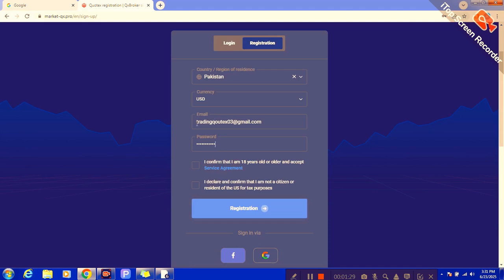When you put the email or Gmail, you have to make a new Gmail for your account. In one Gmail you can create only one account at a time. When you create an account on one Gmail and then you delete that account, you cannot use the same Gmail for a new account. You have to make a new one. So remember that on the Quotex platform you have to use only one Gmail for one account for a lifetime. So when we put the Gmail and password, then you click on registration.